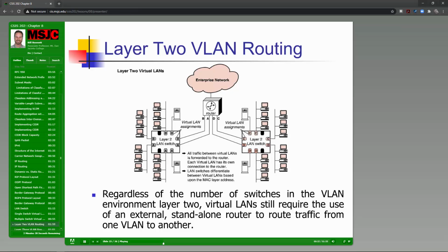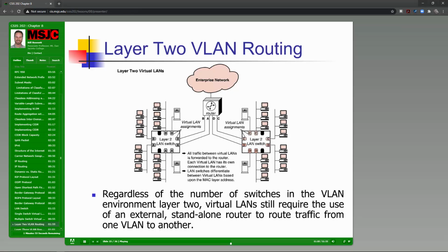A switch, however, can read the incoming message and say, oh, here's where the destination MAC is, and it's attached to this port over here. I'll only send that message out of that particular port. So that's what makes it a layer 2 device, the fact that the switch is actually reading the destination MAC addresses, and then determining which port that MAC address is attached to. So, regardless of the number of switches in the VLAN environment, virtual LANs still require the use of an external standalone router to route the traffic from one VLAN to another.